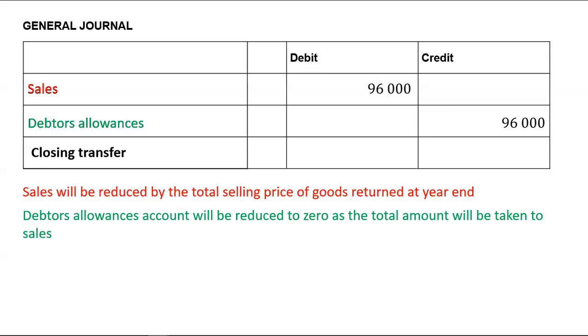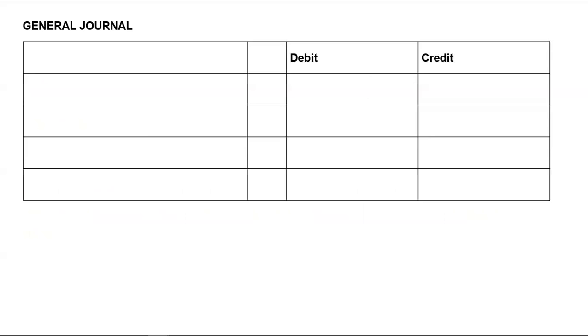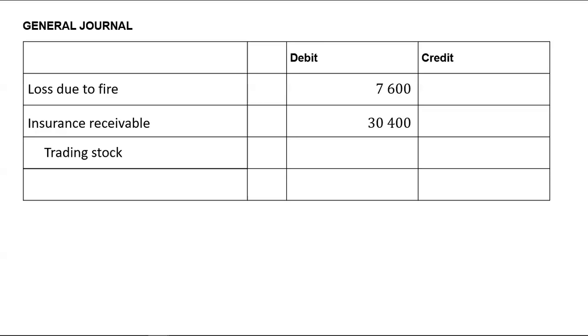Now I'm going to record the previous point or adjustment. I am going to debit loss due to fire, which is the amount that I will never receive, I will never get reimbursed for, and that will be 7,600. And then I'm going to debit the insurance receivable, which is the payout I expect to receive from the insurer. And that will be 30,400. It is a current asset. That's why I'm debiting it. Then you credit the total amount of stock that you have lost because we don't have it anymore. And that will be 38,000. And this is stock we lost due to fire.